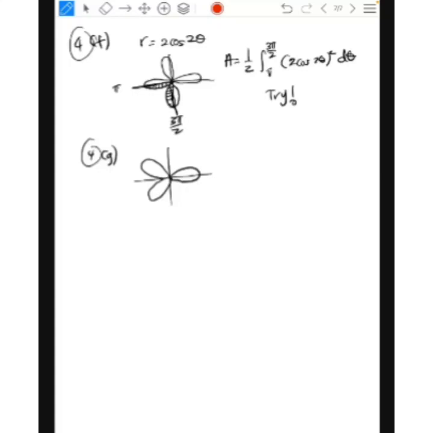Because it's 3 theta, it has 3 petals. And then the second quadrant and third quadrant. Second quadrant is here, so it has to find this one, and third quadrant is here. So it has to find this one. Right, find for this cross curve.